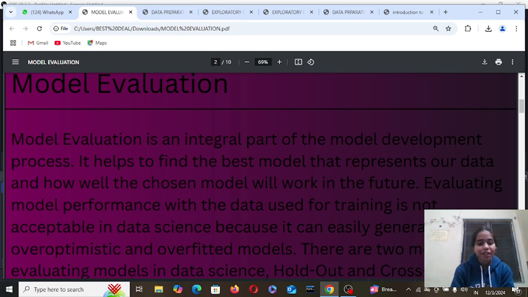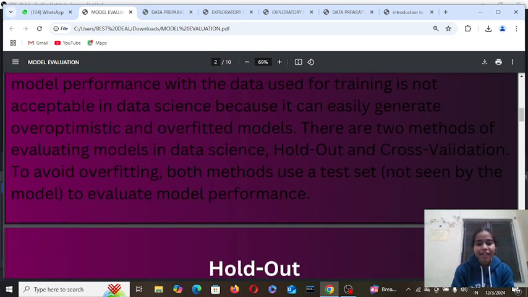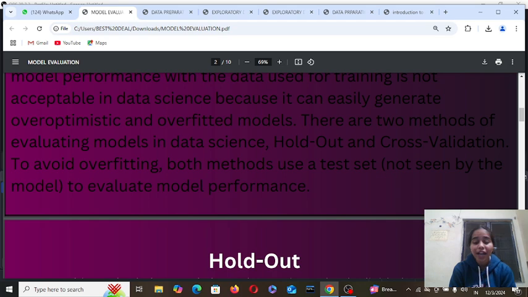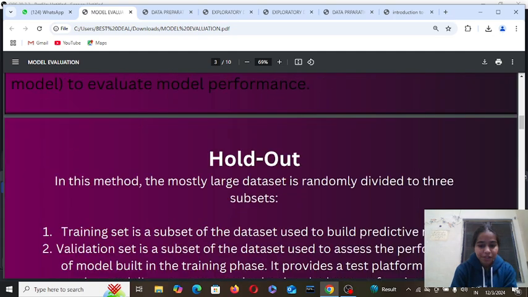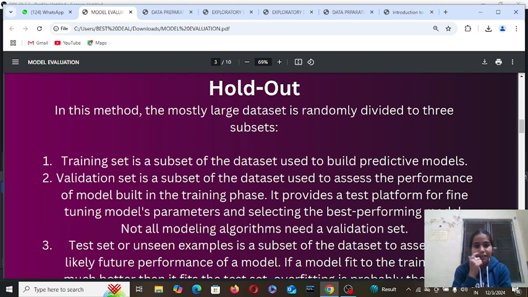There are two methods of evaluating models in data science: holdout and cross validation. To avoid overfitting, both methods use a test set not seen by the model to evaluate model performance. What is holdout? In this method, the largest dataset is randomly divided into three subsets.